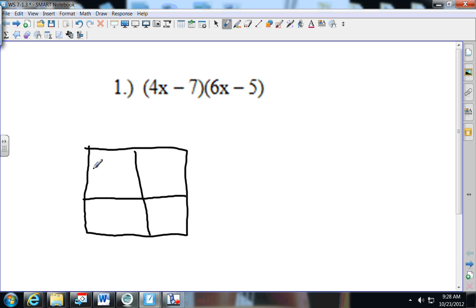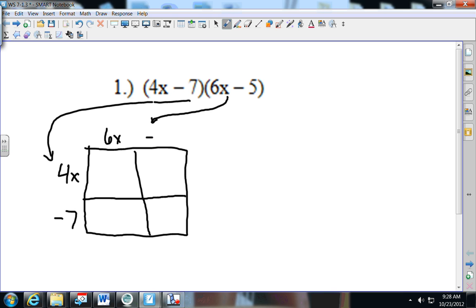First thing I will do is put what's in the first parentheses down this side over here. So I have 4x minus 7. The second parenthesis I'll put across the top, 6x minus 5. So what you'll do first in this first square, 4x times 6x. 4 times 6 is 24. X times x is x squared. The next box right here, 4x times negative 5, negative 20x.